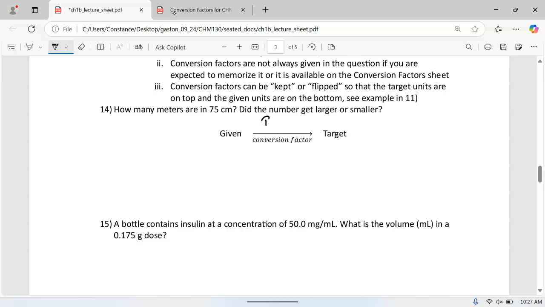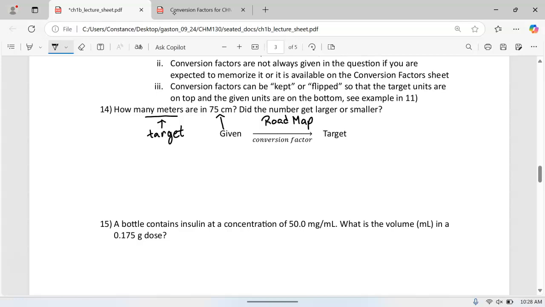That just gives us an idea of how we want to always set up our conversion factor problems. So, in the question, how many meters are in 75 centimeters? There's only one number, and so that must be the given information. So 75 centimeters is where we're going to start. Now they're asking how many meters, which means that must be the target. And if you notice, there isn't a conversion factor given in this question. We've only got the given information and the target.